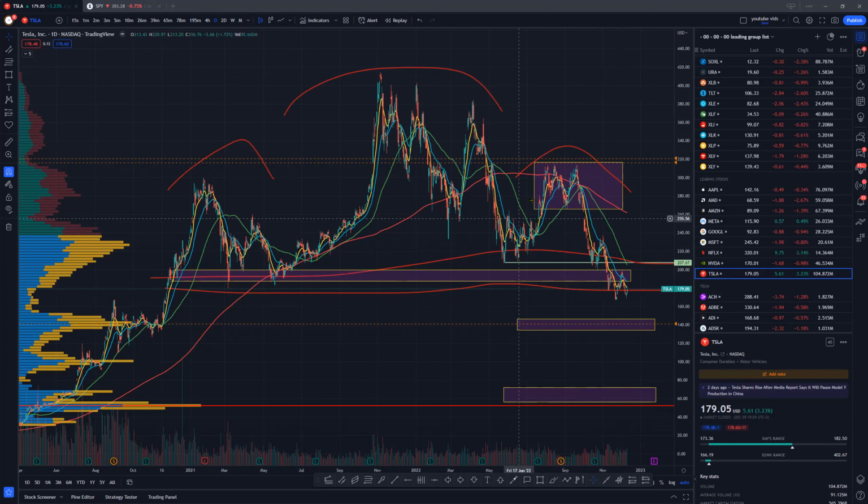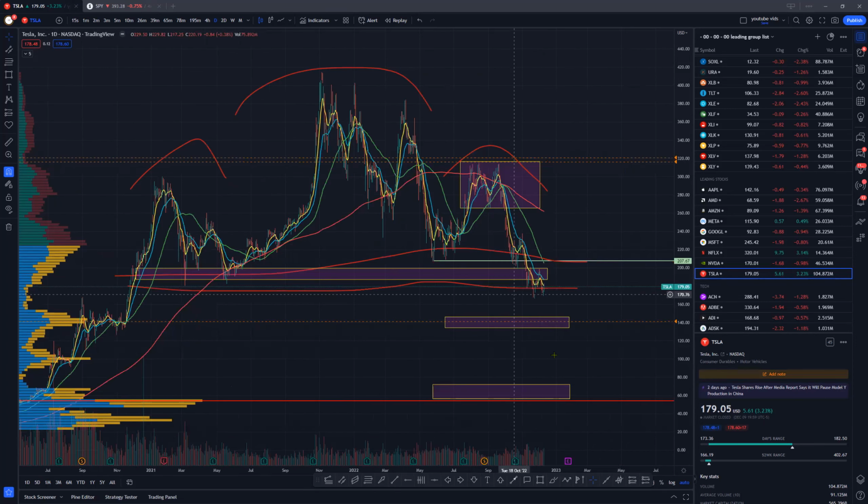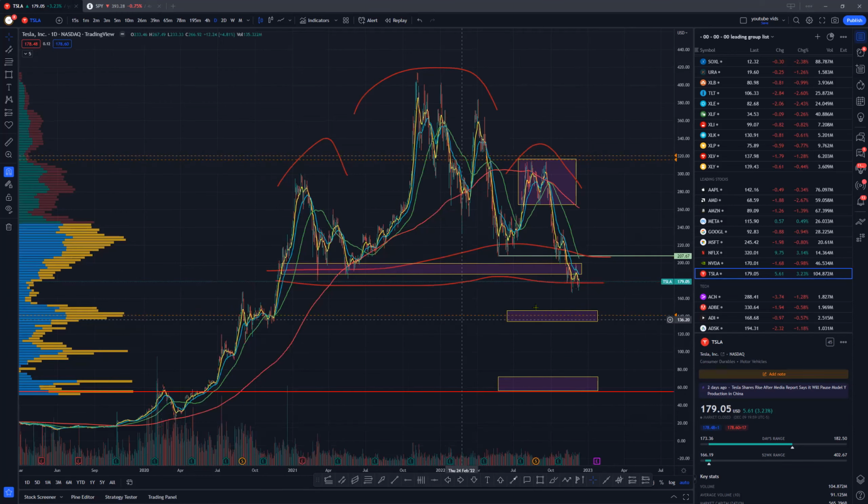So the scenario right here is it either comes down, tests 140, bounces all the way back up to retest this area, and then if it breaks through it, goes all the way back up to 240, or it can hold and chop around and then go back higher, right? If it doesn't, and it comes down, hits 140, makes a lower high and goes lower, well, it's not going to be good. It can come down really, really fast on that. So just keep an eye out on that.